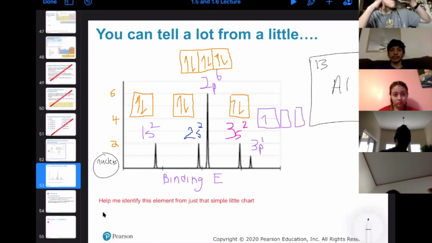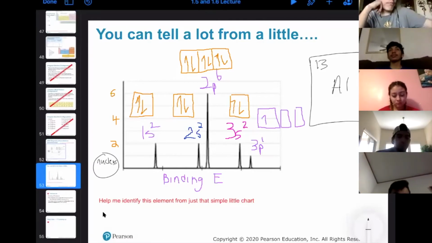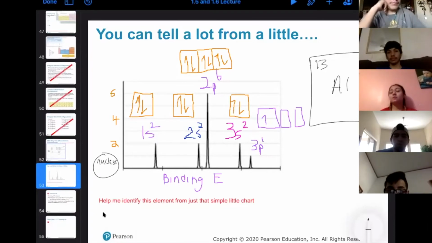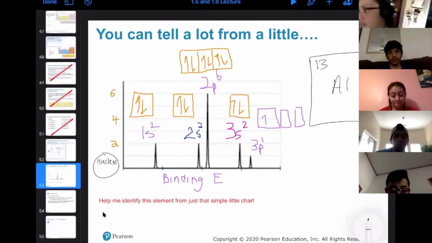Who knows, right? Okay, so the way Diego did that was he just totaled up all of the electrons that he saw there. So we got 13, so we know that this element is aluminum. What is the other way of doing this?